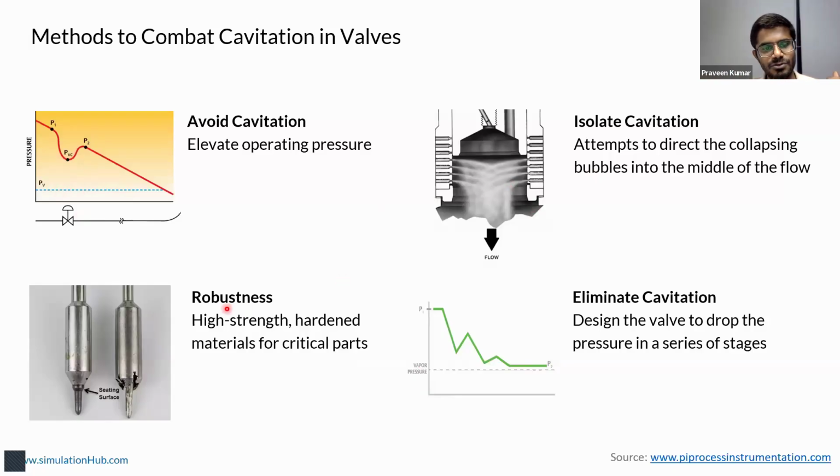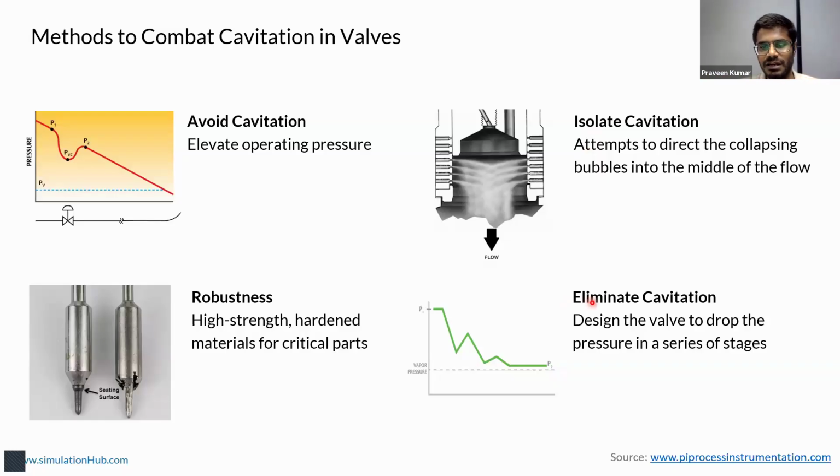The other way is to strengthen or increase the robustness of the material, so hardened material for critical parts of the valve. That is another way of combating cavitation. The third one is isolating the cavitation, where the bubble collapse and breakup happens. You design it in such a way that the bubble collapses not near the surface, but far away from the surface. So that is one way.